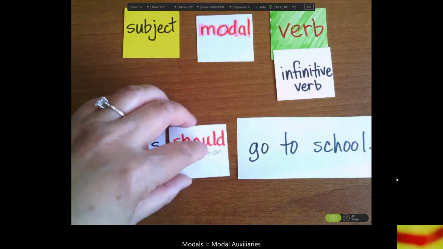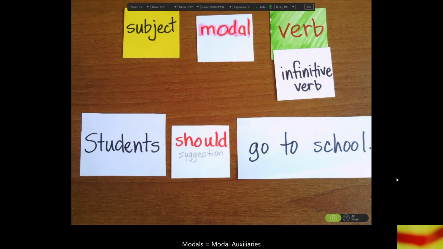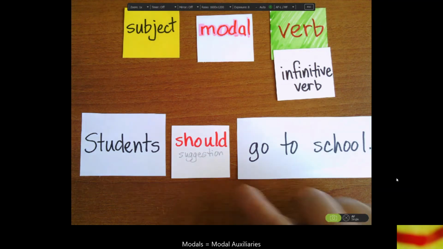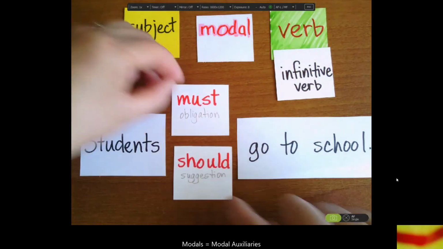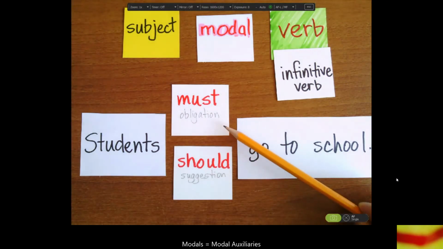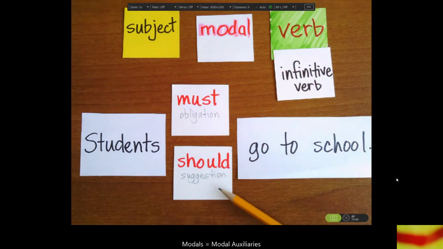Should. Should is a suggestion. Students should go to school. It's always a choice for them to say no, but if I strongly suggest, I will use should, because if they want to pass, if students want to pass their courses, they should go to school. Notice the difference between must and should. Must, there's no choice. It's an obligation. It's very strong. Should, there is a choice. It's a suggestion. There's always the choice to say yes or no.